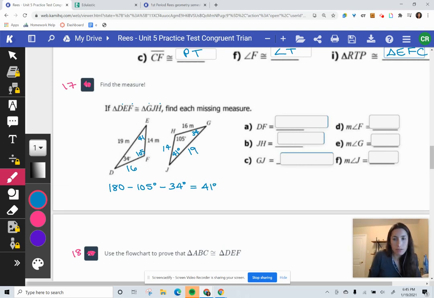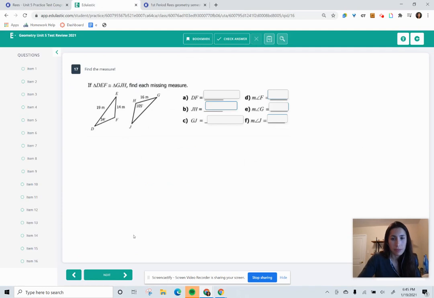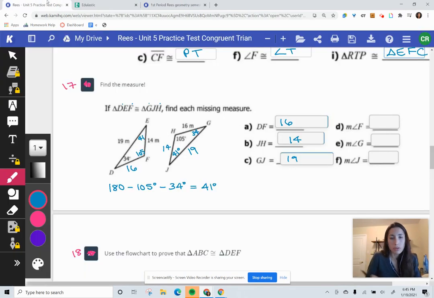So we know that DF is going to be 16. JH is 14. 16, 14, and GJ is 19. So 16, 14, 19. Let's put those in. And you're just going to type them. So 16, is that what we said? 14, 19, yeah. These you can just type in. And let's put our angles there as well. So angle F, we labeled as 105 degrees. Angle G, we said was 34. And angle J is 41. So 105, 34, 41.